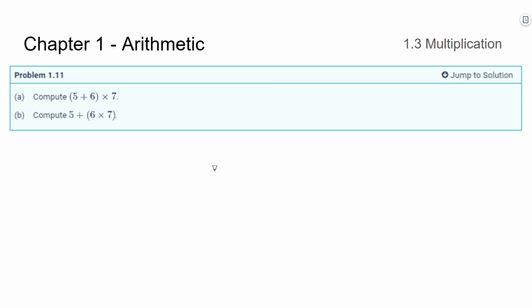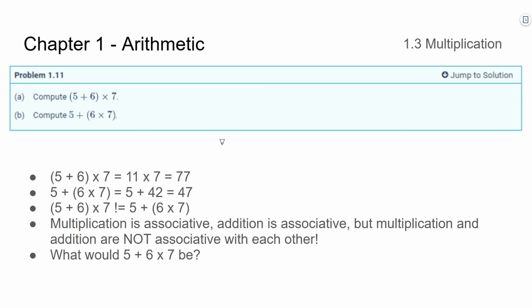All right, let's go ahead and compute these two. Once again, remember, you cannot use the associative property across addition and multiplication. All right, so actually, that's what this problem is showing, that you cannot do that.